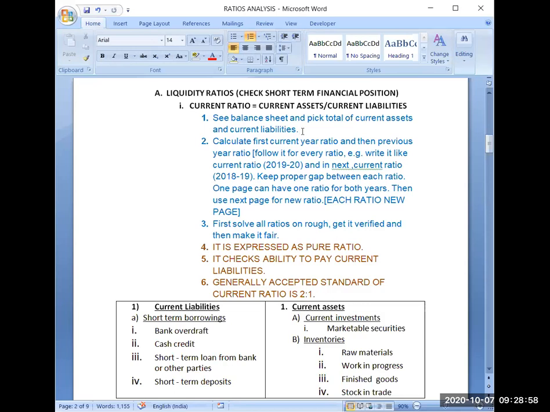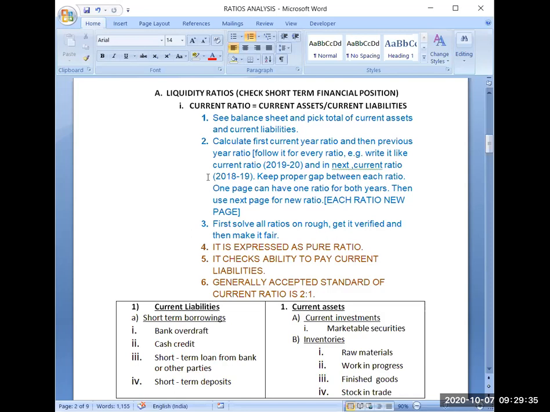Then calculate the current year ratio first, and then afterwards calculate the previous year ratio. And this sequence will be followed for each and every ratio. First you will calculate the current year ratio and then the previous year ratio. And as we are proceeding in the chapter, you are supposed to calculate the ratio which we have discussed in the class on the same day.